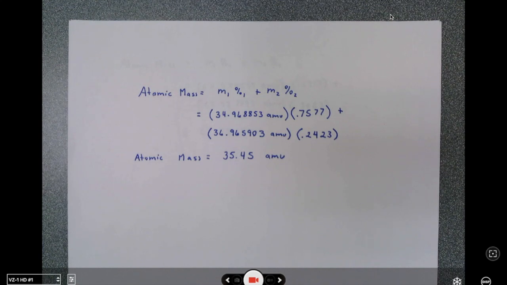Chlorine 37 has an atomic mass, or a mass number, of 36.965903 atomic mass units, and at 24.23% abundance, that's 0.2423 written as a decimal. If we calculate that, we should come up with a weighted average of 35.45 AMU, which is consistent with the atomic mass of chlorine on the periodic table.